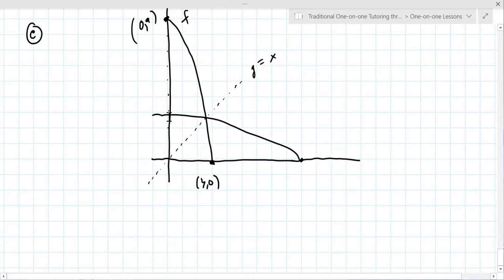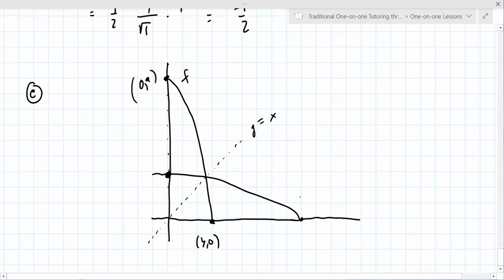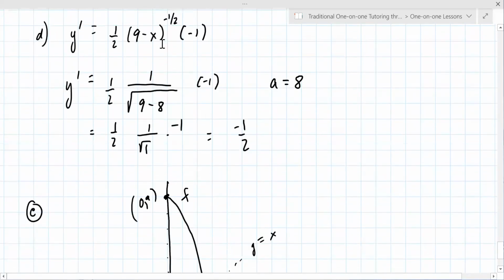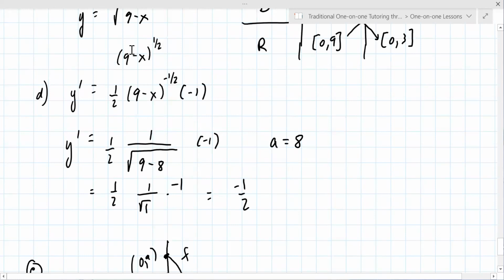I went too far, but it's close enough. Did you go back up? Sure. This is F inverse. To part, I think it was D. Yeah, okay. So I just want to walk through the solving process.